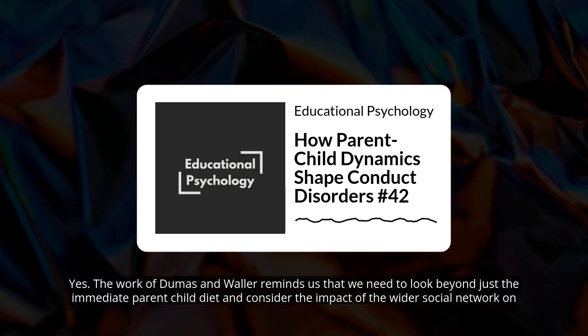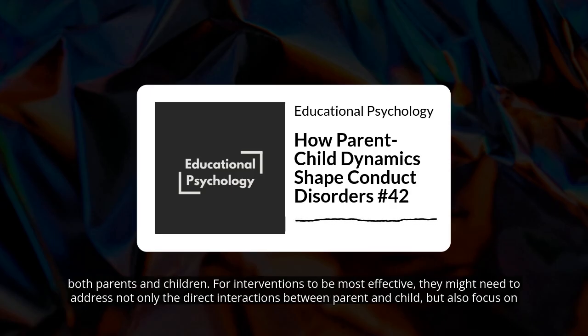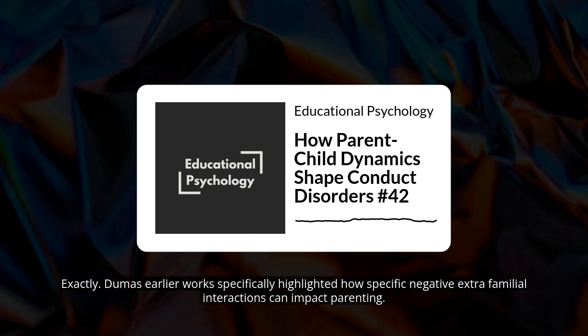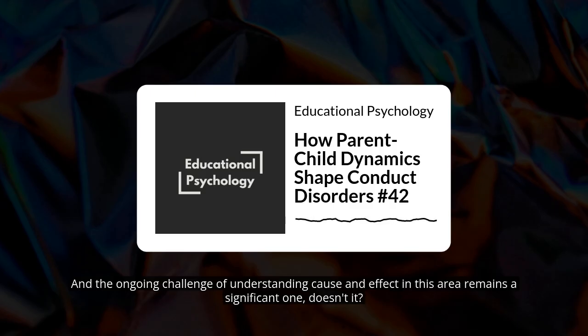Yes. The work of Dumas and Waller reminds us that we need to look beyond just the immediate parent-child dyad and consider the impact of the wider social network on both parents and children. For interventions to be most effective, they might need to address not only the direct interactions between parent and child, but also focus on strengthening marital relationships and improving the parents' connections and support outside the family. Broadening the focus of help. Exactly. Dumas' earlier works specifically highlighted how specific negative extrafamilial interactions can impact parenting. And the ongoing challenge of understanding cause and effect in this area remains a significant one, doesn't it?